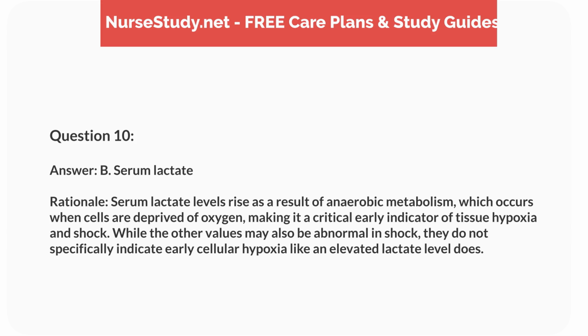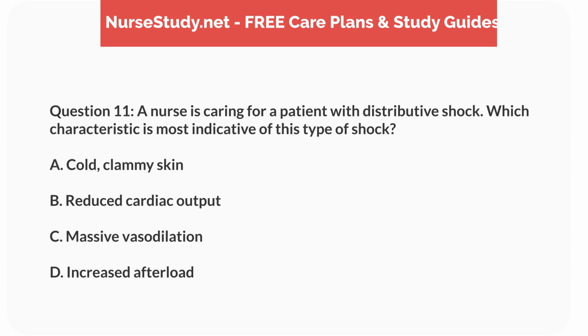Serum lactate. Rationale. Serum lactate levels rise as a result of anaerobic metabolism, which occurs when cells are deprived of oxygen, making it a critical early indicator of tissue hypoxia and shock. While the other values may also be abnormal in shock, they do not specifically indicate early cellular hypoxia like an elevated lactate level does.